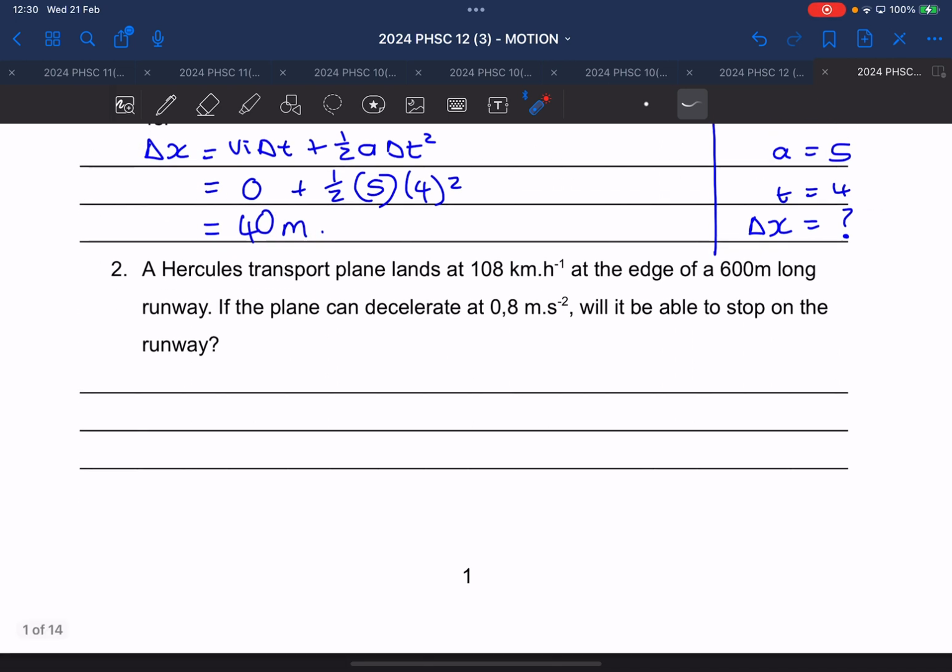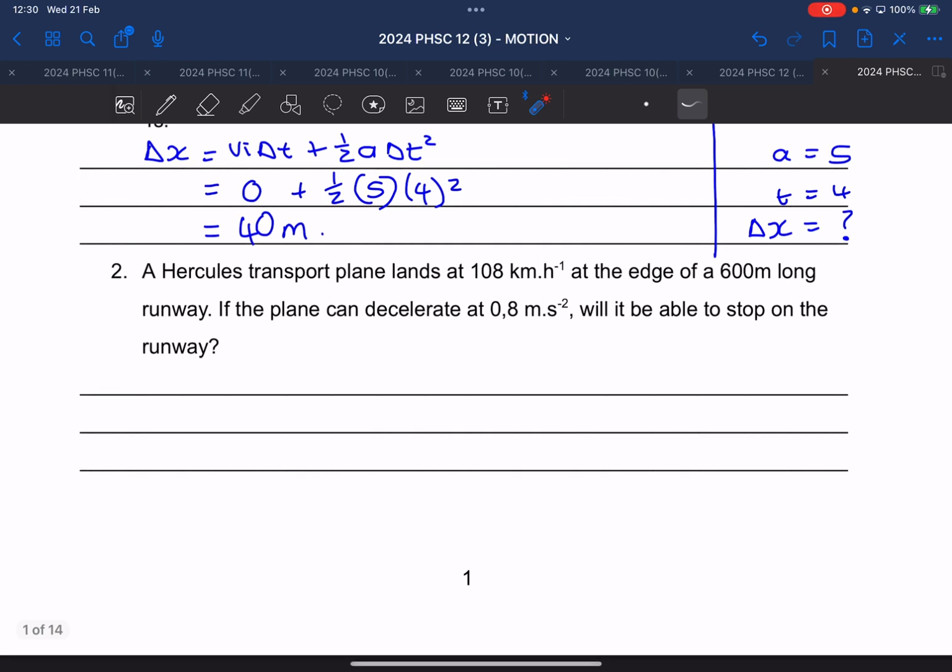Okay. Says there, a Hercules transport plane, just a plane, lands at 108 kilometers per hour at the edge of a 600-meter long runway. If the plane can decelerate at 0.8 meters per second squared, will it be able to stop on the runway? Right, now this type of question you can do one of two ways. Okay, you're going to need more lines.